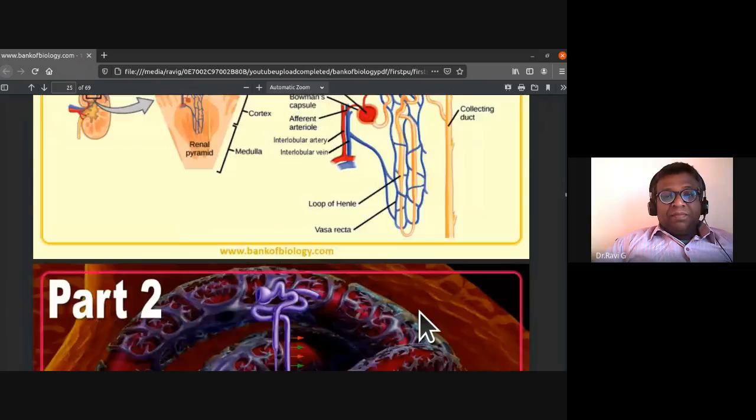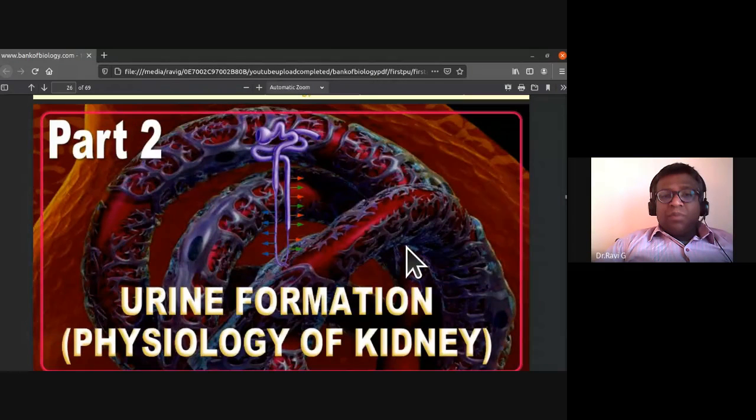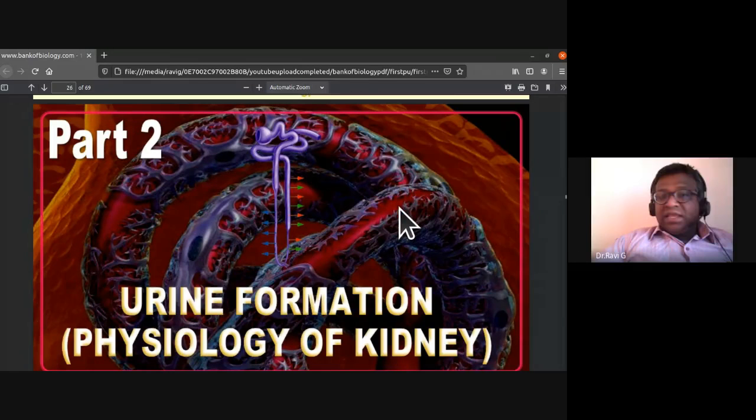Okay, so let us proceed with the next important step, that is the formation of urine. So this is the physiology of the kidney. During the process of formation of urine, there will be elimination of nitrogenous waste like urea. I had already told you that the toxic ammonia is taken into the liver and converted into a non-toxic form, that is urea, during the ornithine cycle. That we had discussed in the previous class.